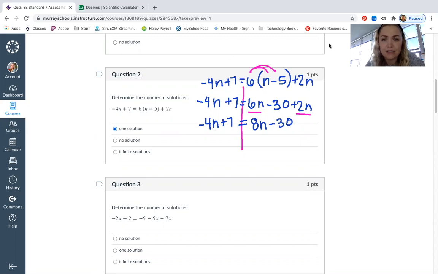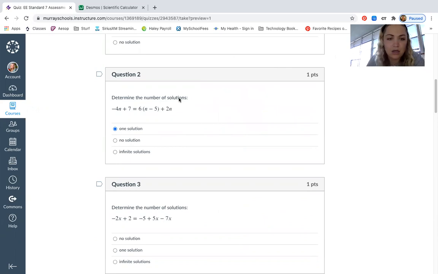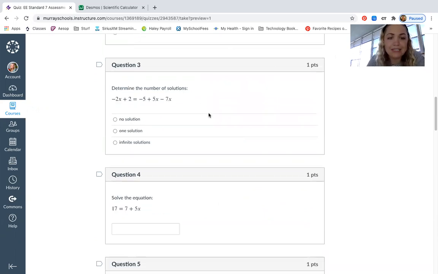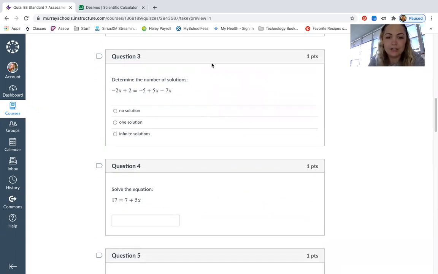All right, so let's clear this out, and we will go to problem number 3. On problem 3, it says determine the number of solutions. So again, we are going to write this out. -2x + 2 = -5 + 5x - 7x.